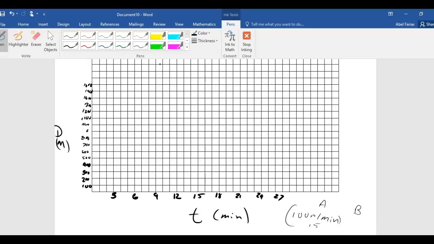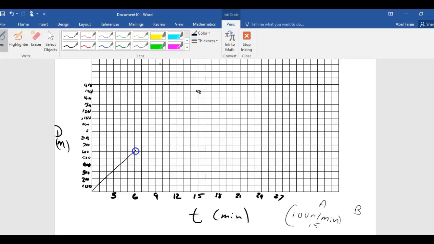So 100 meters per minute, what does that mean? That's the rate he's going, that's the velocity he's going, and he's headed towards school. So that means that every minute that passes, he travels 100 meters. So here's 1 minute, he traveled 100 meters. 2 minutes, another 100 meters. 3 minutes, another 100 meters. 4 minutes, another 100 meters. And he does that all the way to 15 minutes. I think that's the dot right there.